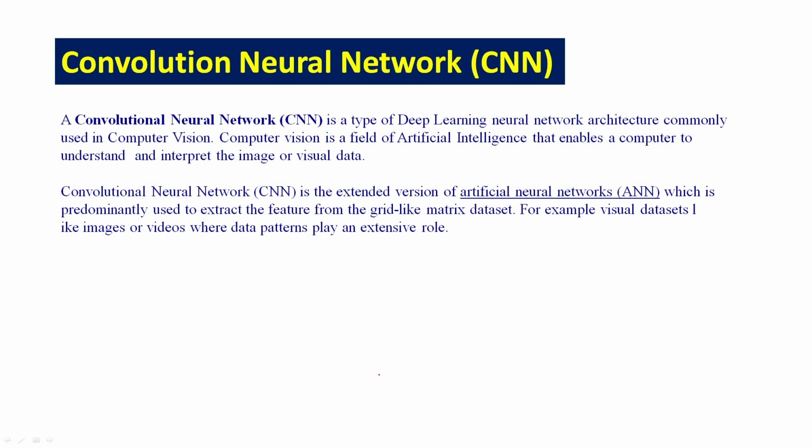Now, let me spend a little time on CNN, because this is an important method for materials science. This is a network which uses an architecture for computer vision, and computer vision is a field which enables you to understand and interpret images or visual data, right. That is what it is. And this is an extended version of the CNN, which can be used to extract even features from this matrix of images, right, matrix data.